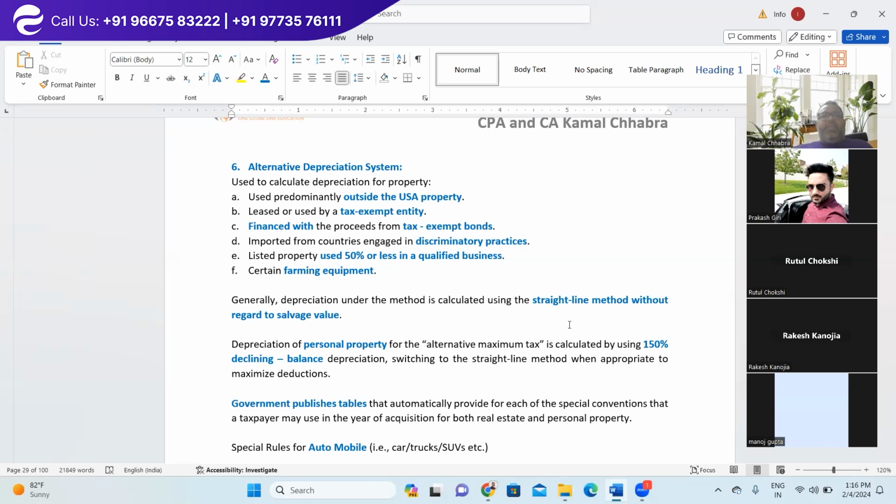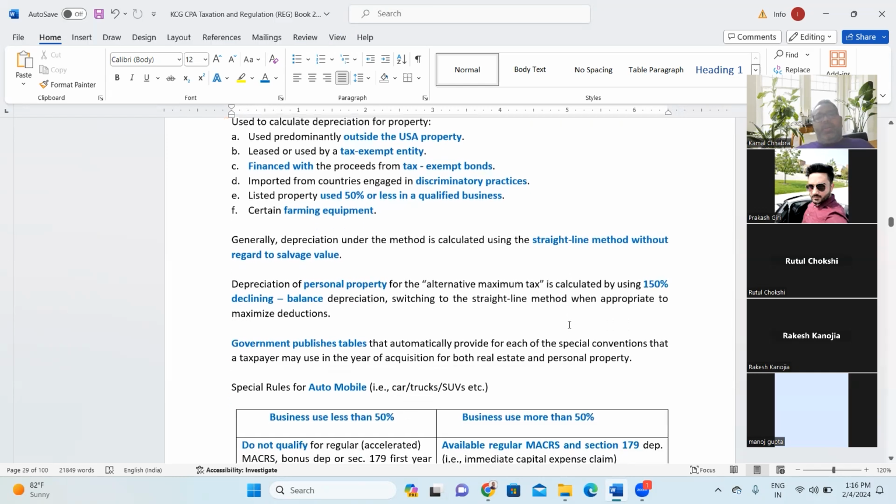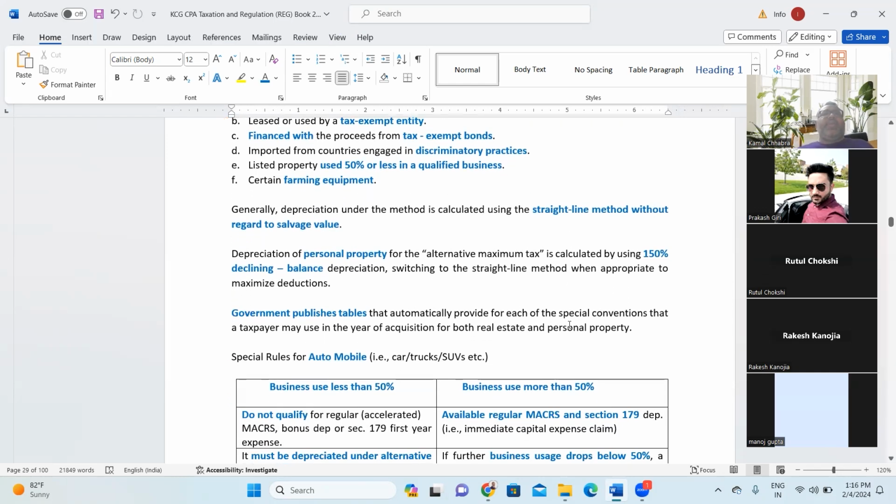Last one is certain farming equipment. Farming equipment generally uses the alternative method of depreciation because it is simple and very straightforward. Generally, depreciation under the method is calculated using the straight line method without regard to salvage value.